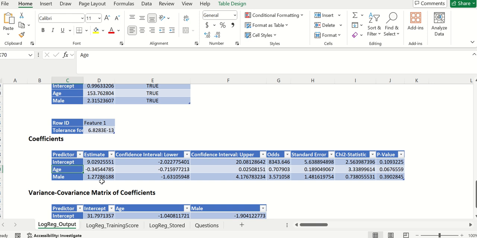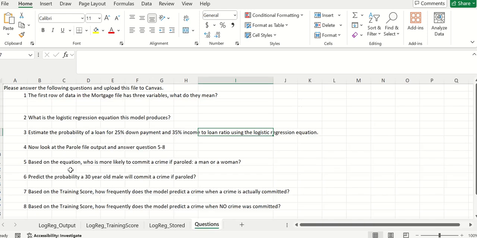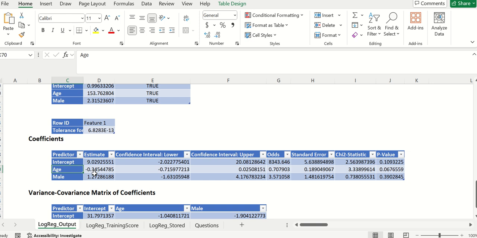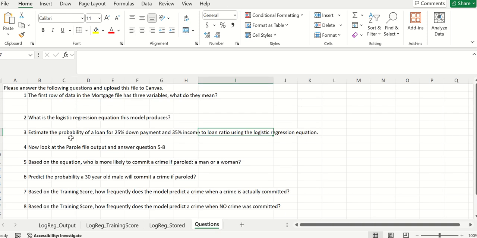This is positive. So therefore, question number 5, you can answer that just based off of the fact that it is positive for men. All right, so I'll let you go with that. The next question is predict the probability a 30-year-old male will commit a crime if paroled. You have the coefficients for your equation. You also know, based on example 9.2 and the way you came up with your answer for question 3, that you will be able to predict this now.